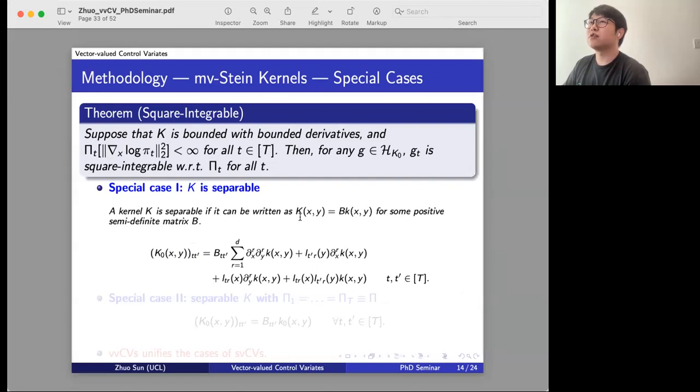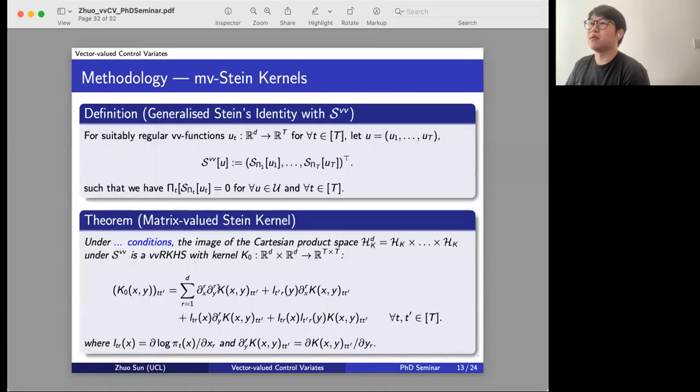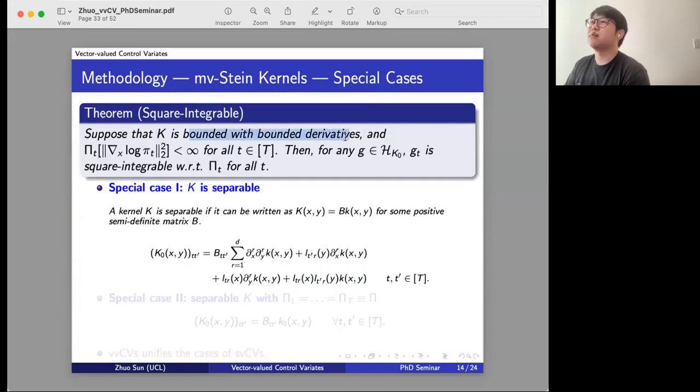Okay. So in order to use the functions in this RKHS induced by the capital K naught, we need to make sure that all elements in this space are square integrable, so that G can be a proper candidate for the control variates. So basically, when the base kernel capital K is a matrix-valued kernel, bounded and with bounded derivatives, and we have this to be finite for all tasks in the sequence, then we can guarantee that G_t is square integrable with the corresponding distribution of interest.